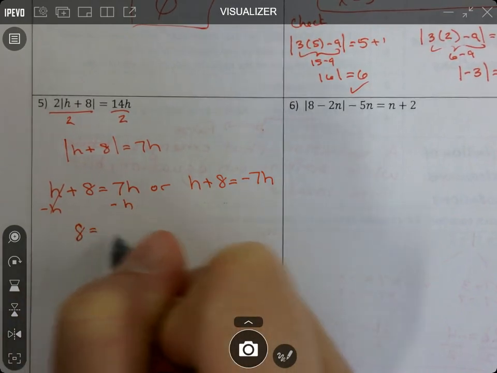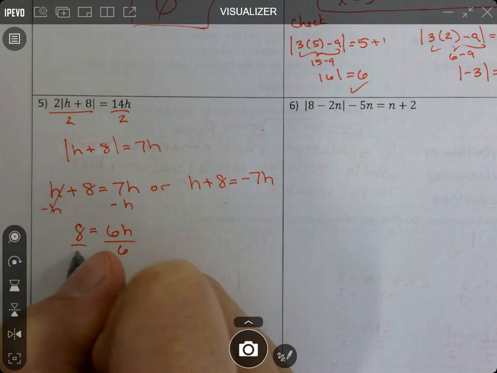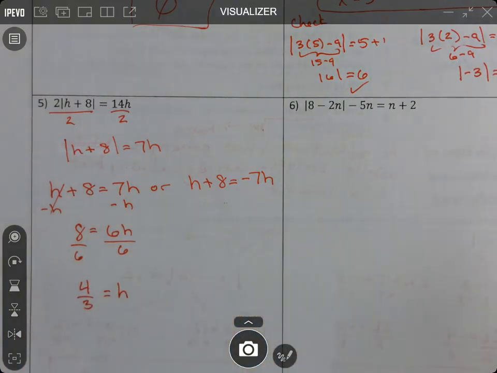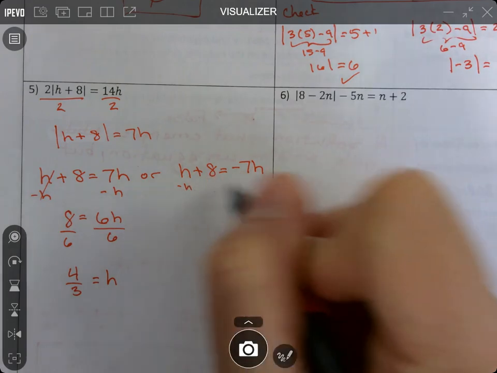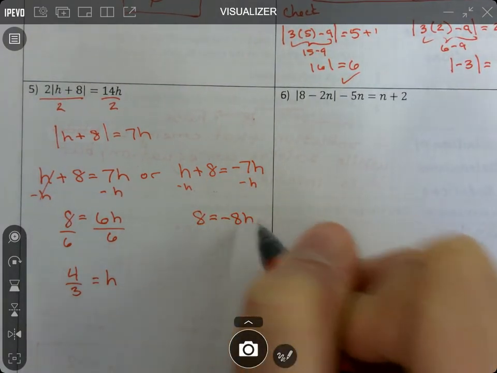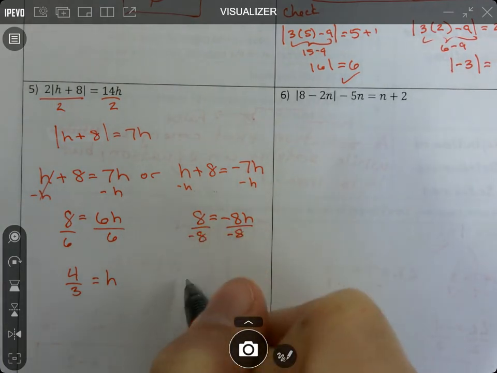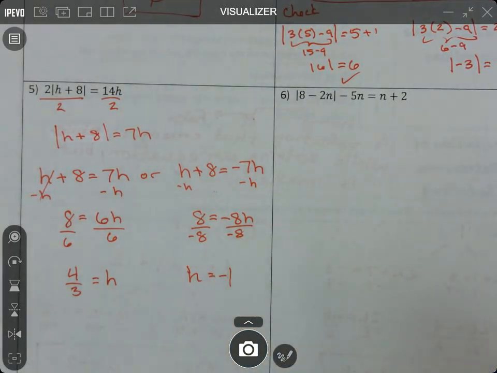Okay. I'm choosing to move the h to the right just so I can move it once. I have 8 equals 6h. Divide by 6, and this is what I'm talking about. I'm going to leave a fraction of 4/3. I don't want that repeating decimal. Let's keep that reduced fraction, but reduce it. Okay, subtract h. I get 8 equals negative 8h, and divide by negative 8. What does h equal? Negative 1.